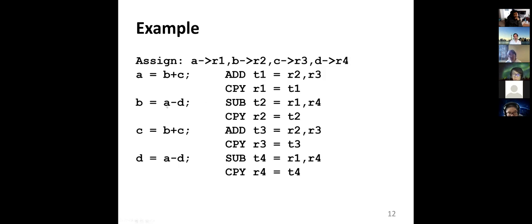So how about the next line? The next line is still very similar. We have the operand minus, B equals A minus D. We have never seen A minus D before. A stands for R1, D stands for R4. And then we add a sub instruction into a new variable T2 and copy R2 to T2, because that's what it has here.